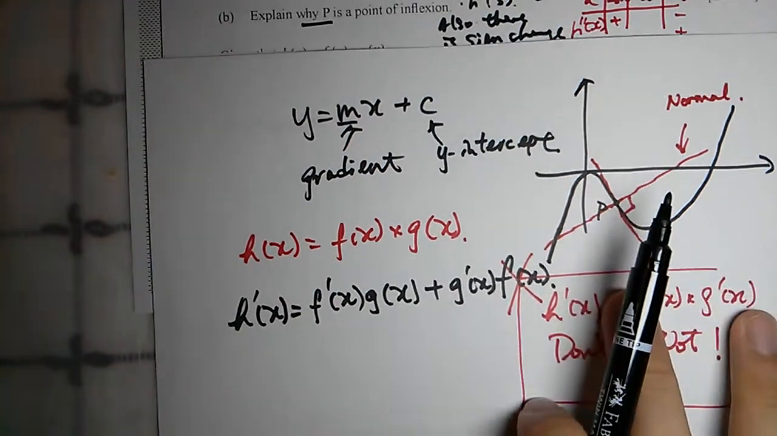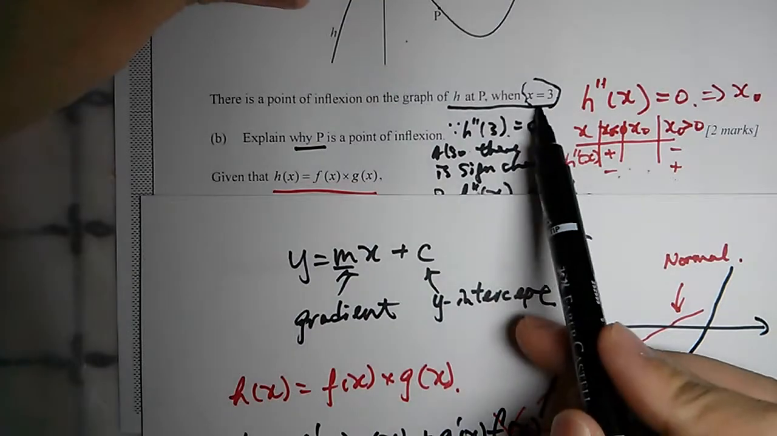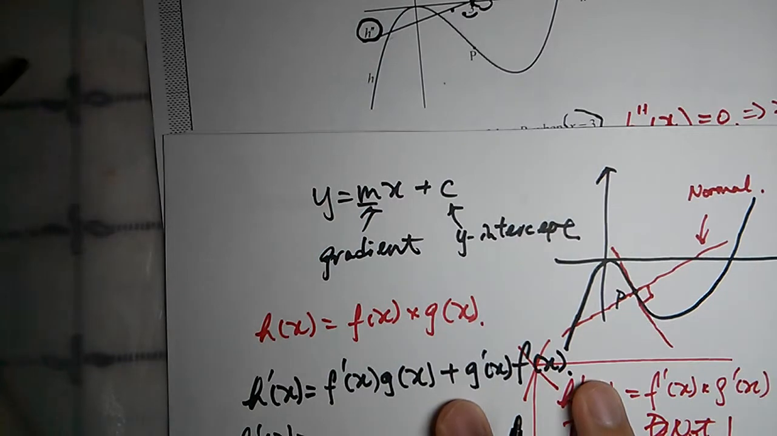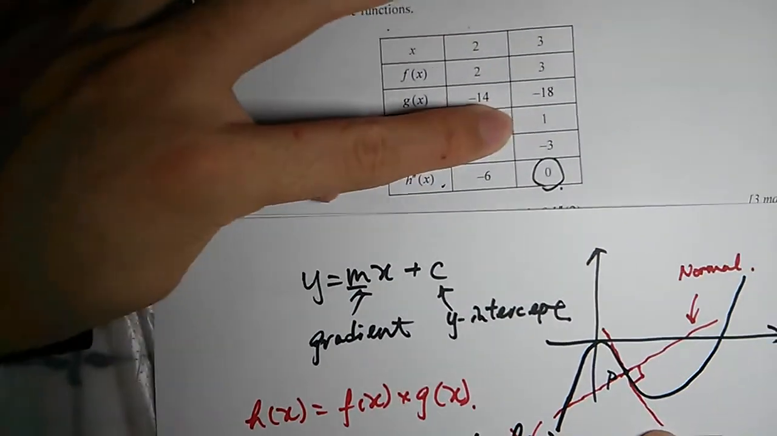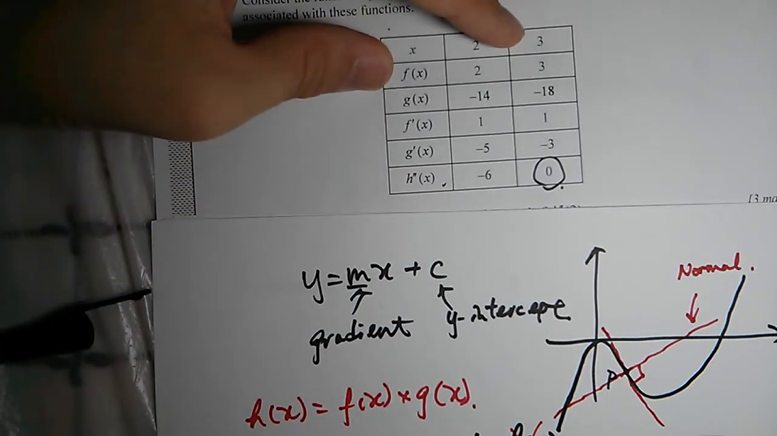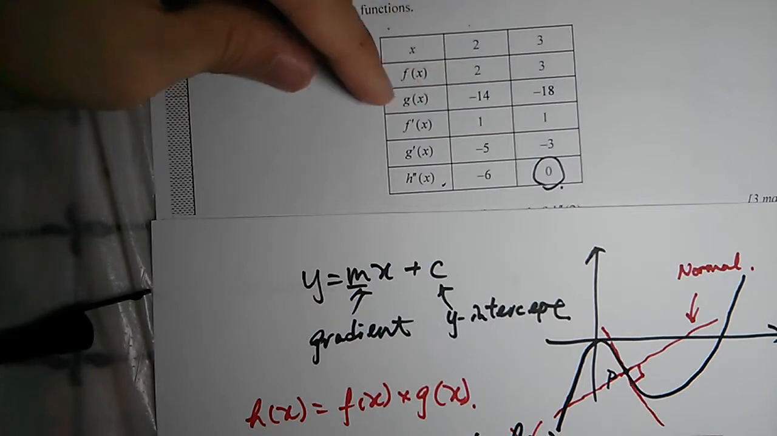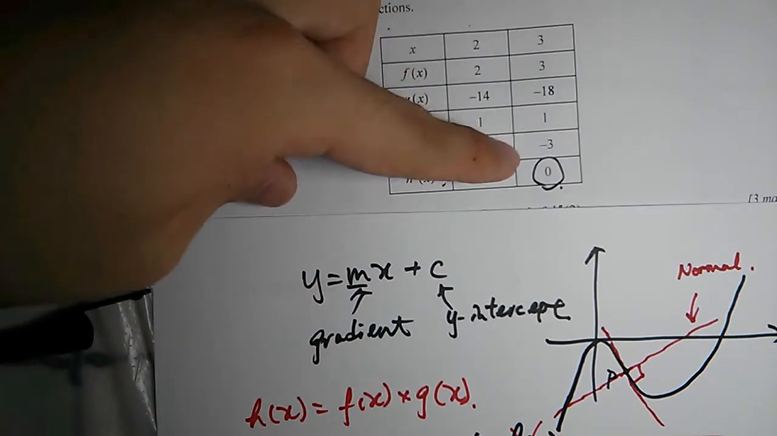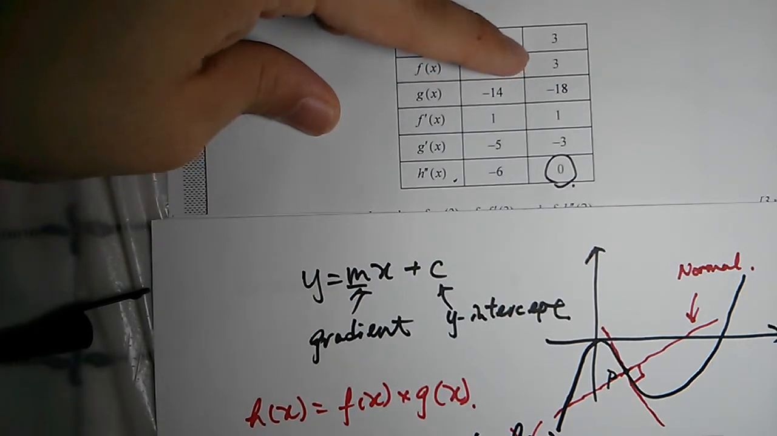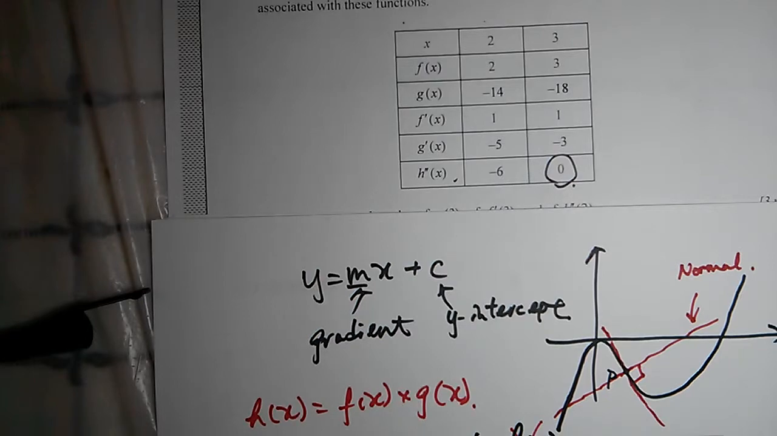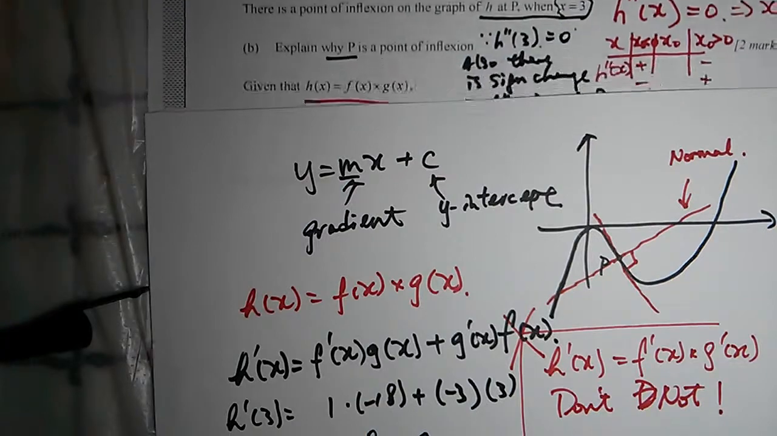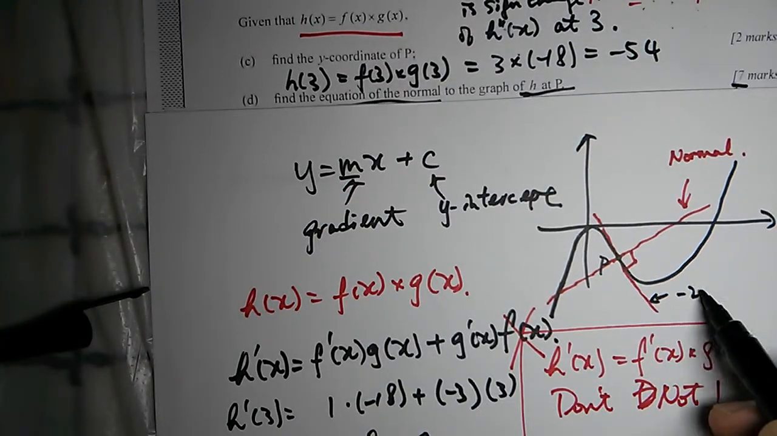And now, of course, you want the value of the gradient when x is 3, so you plug 3 in. So h prime 3 equals f prime 3, which you find from the top, is 1, times g 3, which is negative 18, plus g prime 3, which is negative 3, times f 3, which is 3. So this is negative 18 minus 9, negative 27. So this gives the gradient of the tangent. This has gradient negative 27.